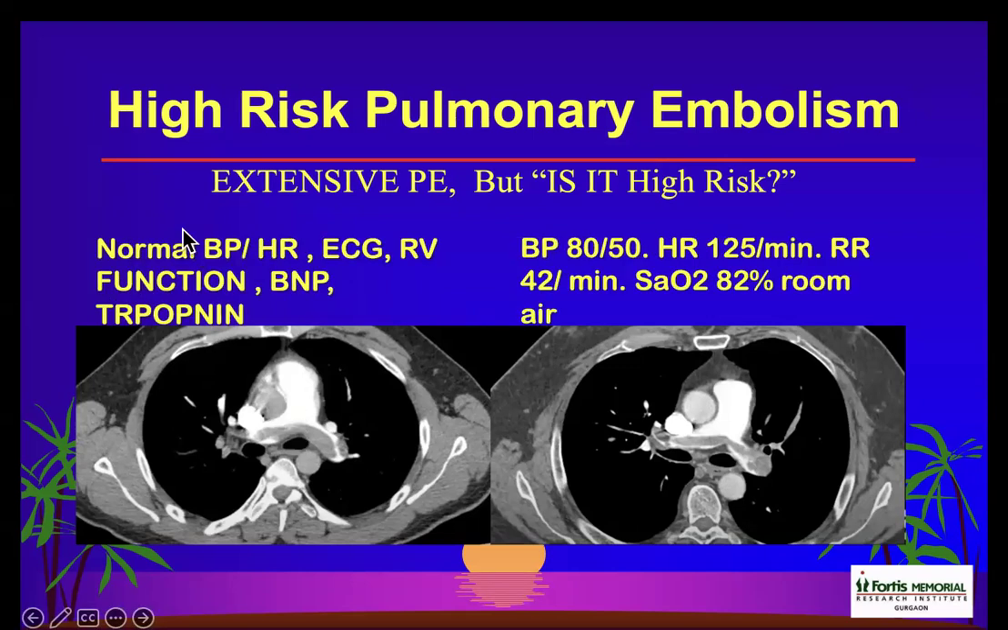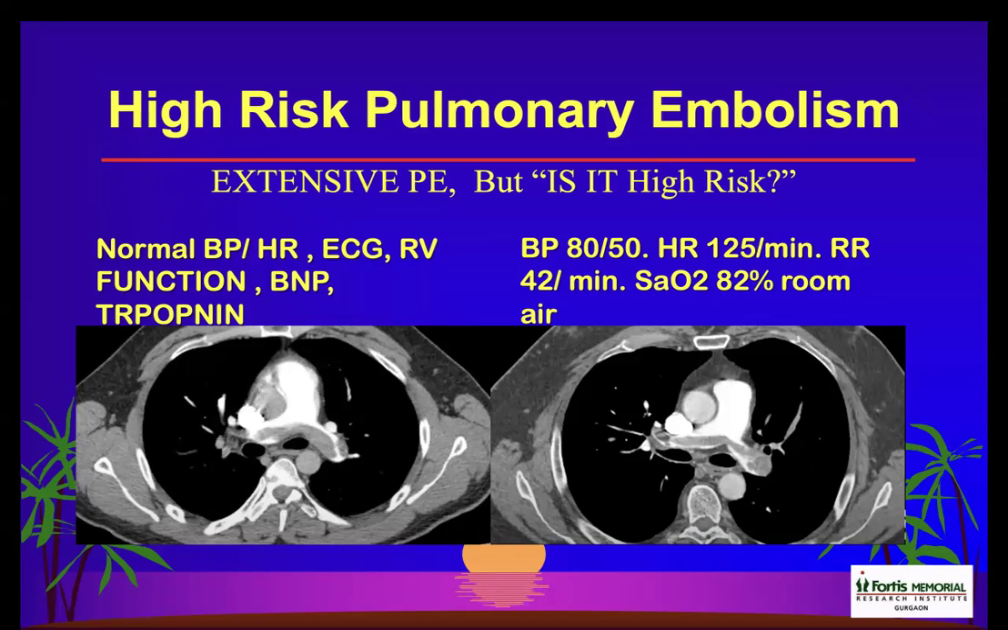Case one has a normal blood pressure, his hemodynamics are stable, and his ECG, RV function, BNP, and troponin are all at acceptable levels. Whereas case two has hemodynamic instability with a shock state, BP of 80/50, tachycardia, tachypnea, and SpO2 of 82% on room air. So clearly patient number two is a high-risk patient, and he is a candidate for thrombolysis. Whereas patient number one is not in the high-risk group because he's hemodynamically stable, and this patient can be treated with anticoagulants. So even though on CT scan the extent of the embolism may be similar, the management of these two cases would differ depending on the hemodynamic stability.